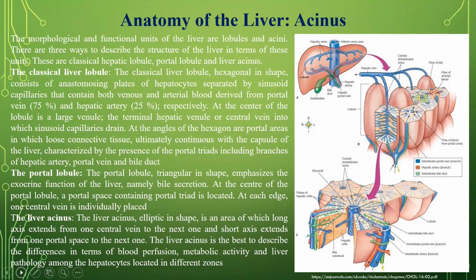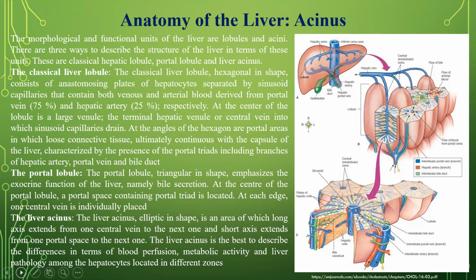At the center of the lobule is a large venule, the terminal hepatic venule, or central vein, into which the sinusoid capillaries drain. At the angles of the hexagon are the portal areas, in which loose connective tissue ultimately continues with the capsule of the liver, characterized by the presence of portal triads, including branches of the hepatic artery, portal vein, and the bile duct.